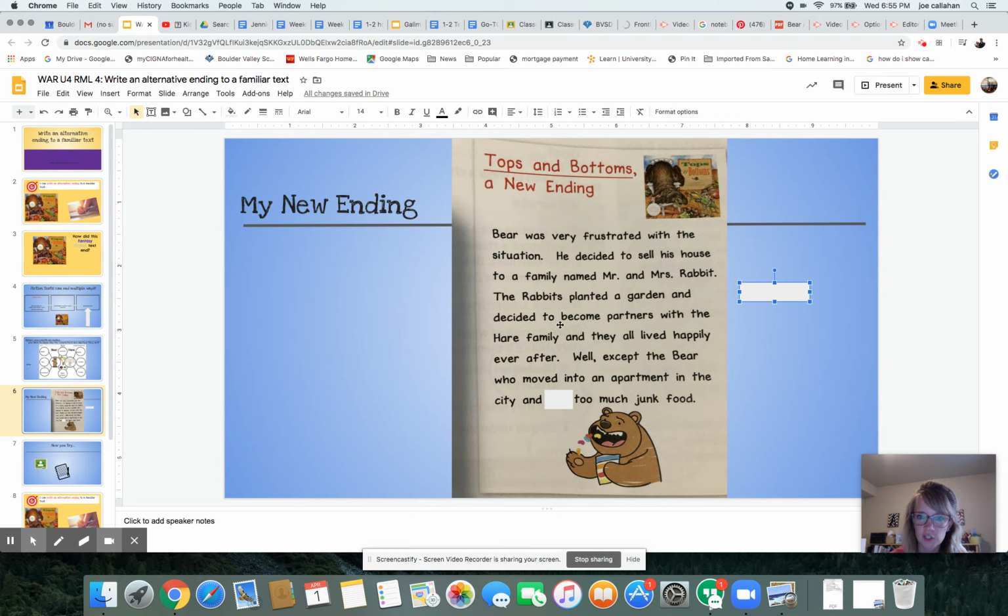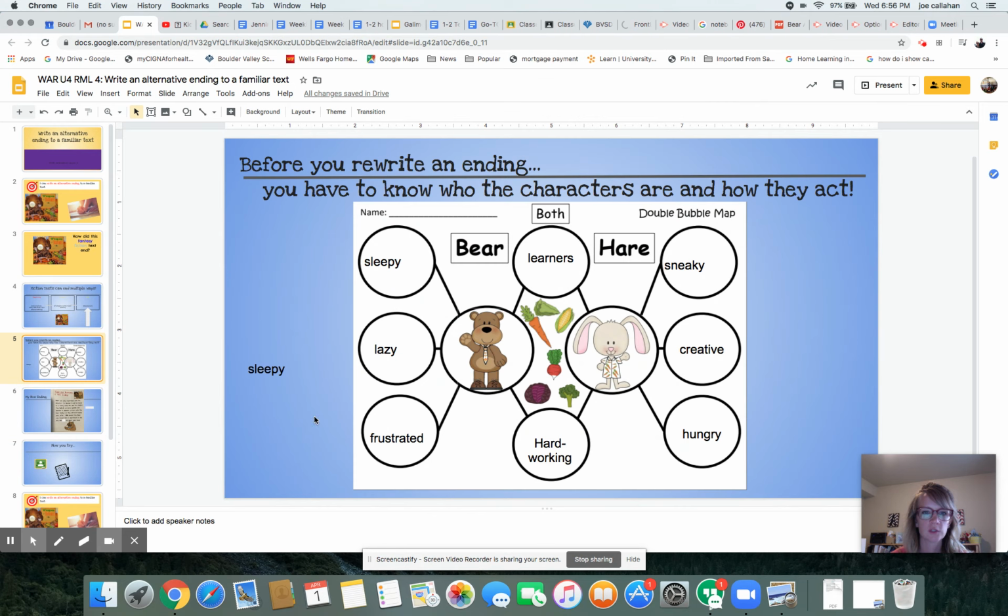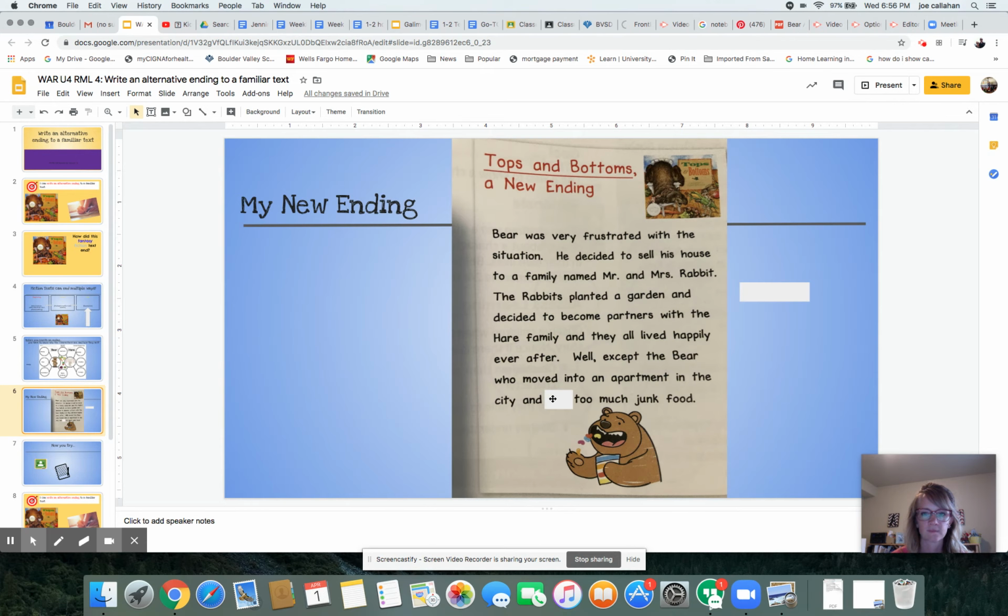All right, let's finish. Well, except the Bear who moved into an apartment in the city and blank too much junk food. What's one word we use to describe Bear? And Hare that could help us here. That's right. He was so hungry, so he was always looking for something to eat. He ate too much junk food. That's kind of a silly ending, but that's what's so fun about being able to write your very own ending.